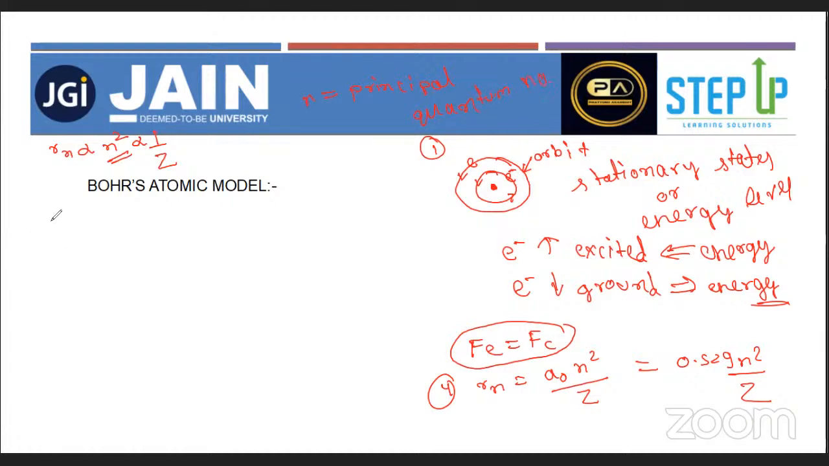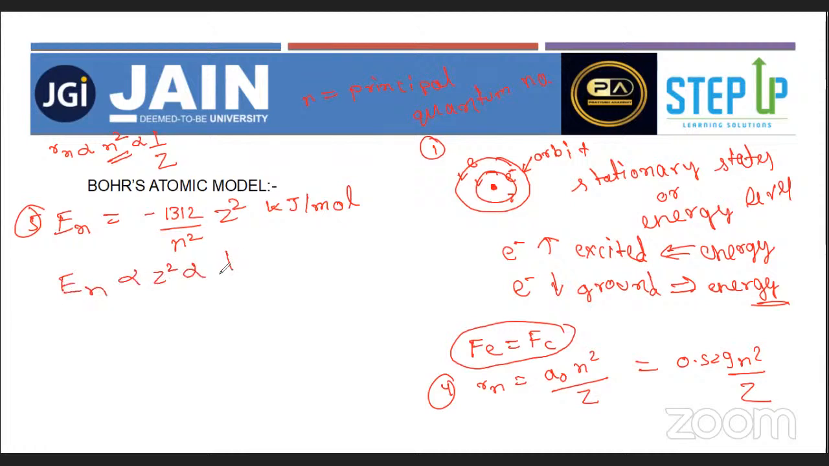Next thing is we have to find out energies. So the energy of the stationary orbit is given by -1312 upon n square z square. This is kilojoule per mole. From here, I can say the energy is directly proportional to z square and inversely proportional to n square. We will use all this when we are solving the numericals, then you'll understand what I'm saying.